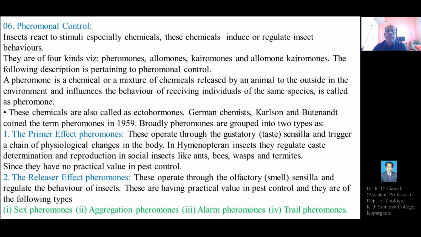Then second type, that is aggregation pheromones. These pheromones are usually useful for the aggregation or congregation of the organisms or the insects of the same species. Means this leads to the aggregation of the individuals of the same species at a particular spot, and this happens due to the aggregation pheromones. Means large number of members or individuals of the same species will come together at a point due to the influence of the aggregation pheromones.